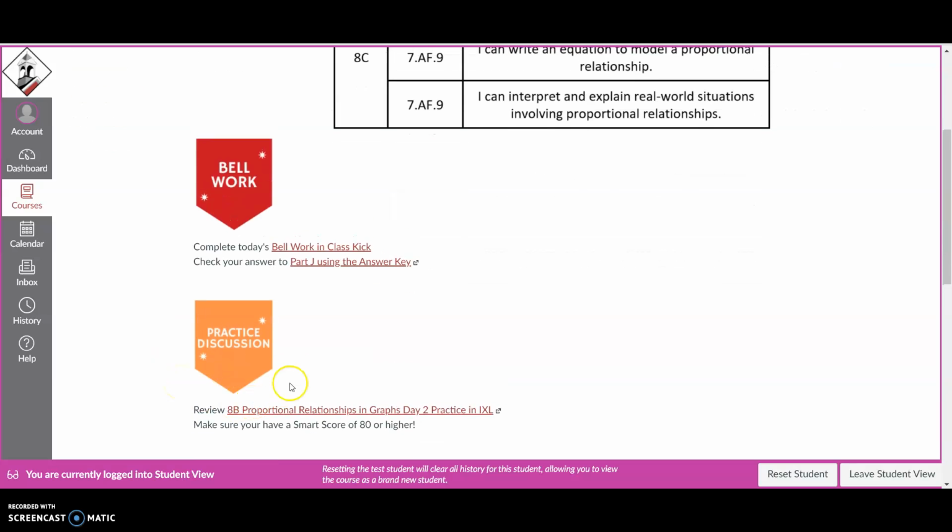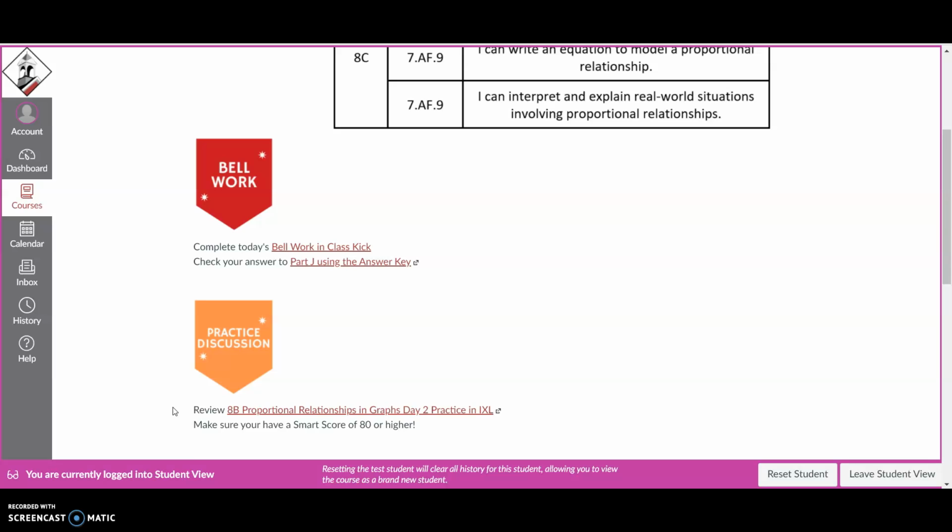Then we are doing our practice discussion, which is just us going over our homework from the day before. Our homework was in IXL, so go ahead and log into your IXL and make sure that for the proportional relationships by graphing IXL, you have gotten an 80 or higher for your SMART score. If not, keep working on that until you have an 80 or higher. Let me know if you're stuck on any of those questions.